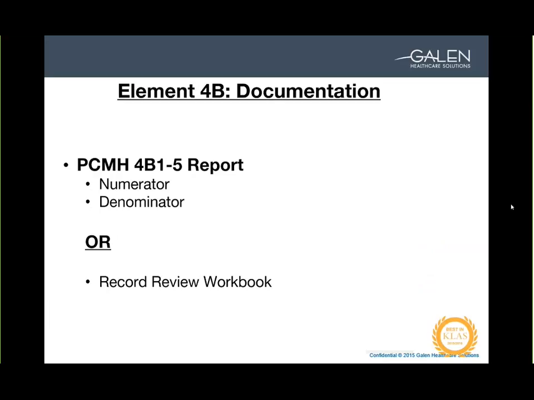There are people who can do custom reports. You can go to outside vendors. We've done some custom reports. We have people who use certain systems and we've developed tools for them to be able to pull stuff out of their notes, and they've embedded it into their notes themselves so they can extract that data. Otherwise, you're going to be doing the record review workbook.